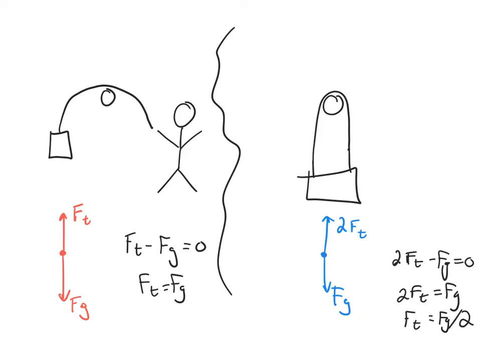So which case has more tension? The first case. It's equal to the weight, whereas this is half of the weight. Okay? First case has more tension in it.